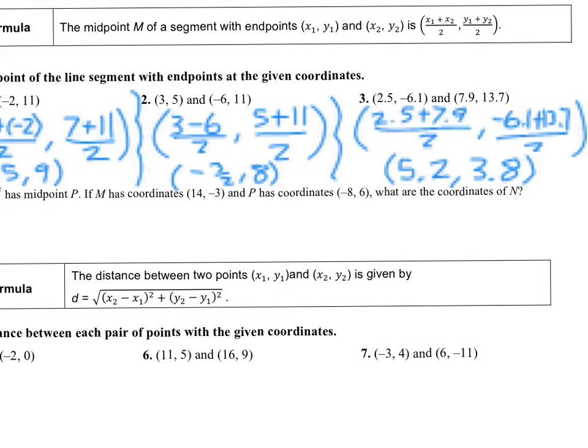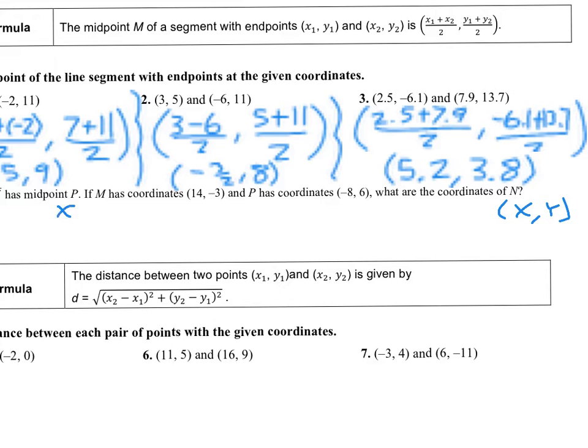For number 4, they give you the midpoint and you have to find the other endpoint. So they give you the midpoint and one endpoint. You find the other endpoint. So you could do this algebraically. Let's call the unknown point x comma y.